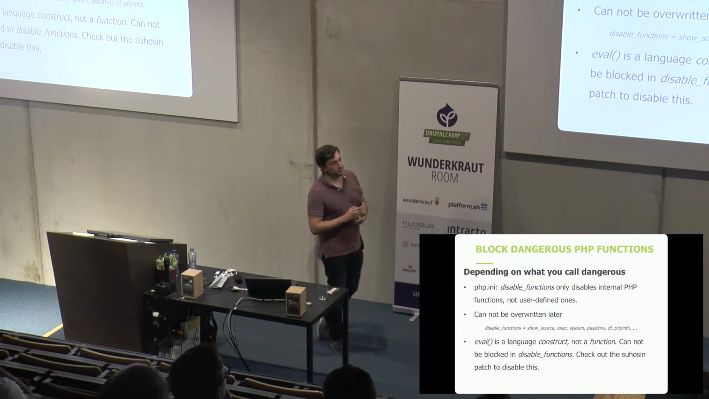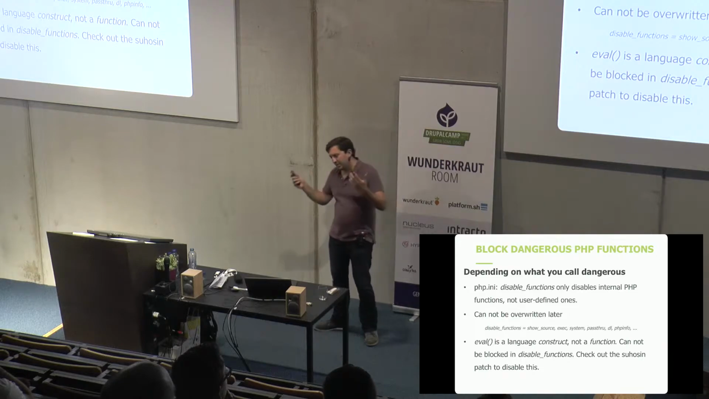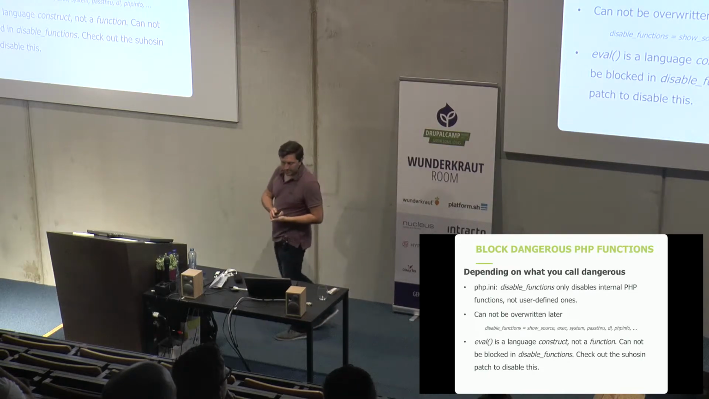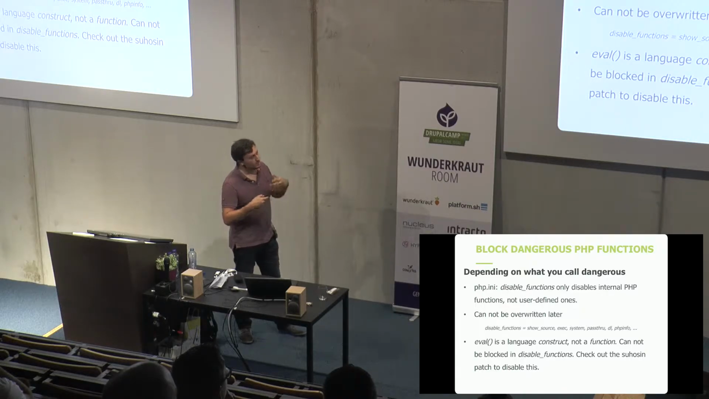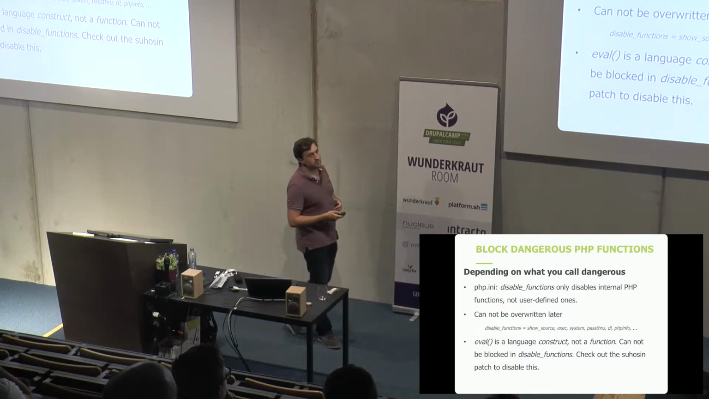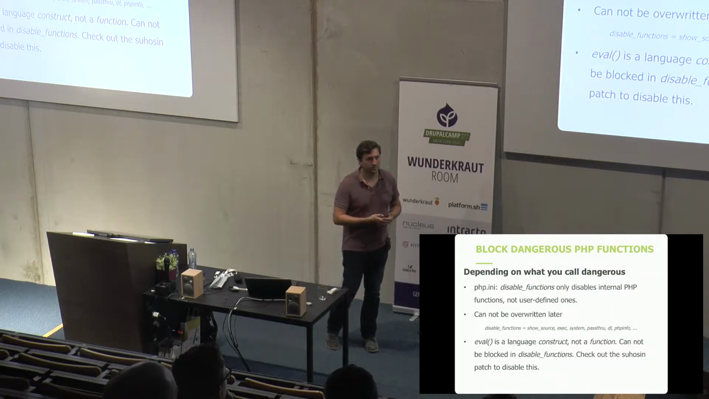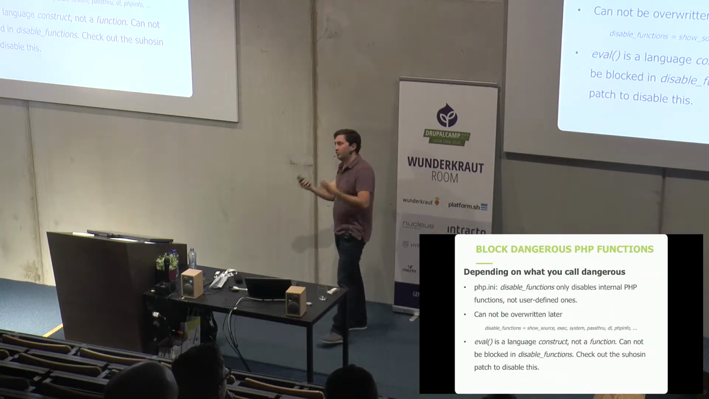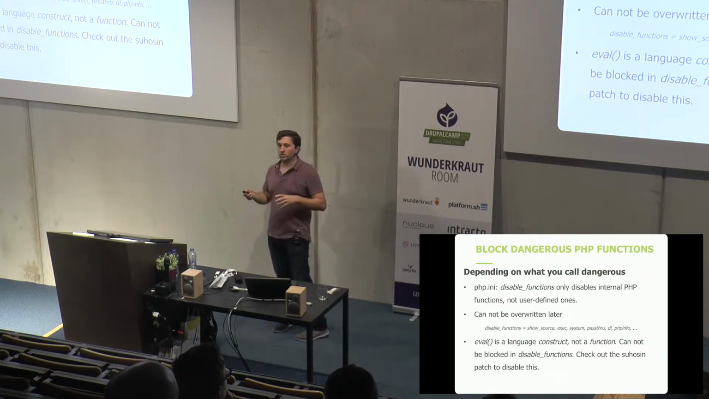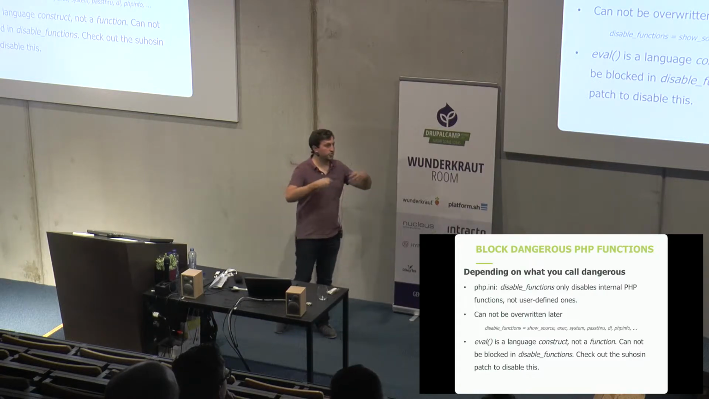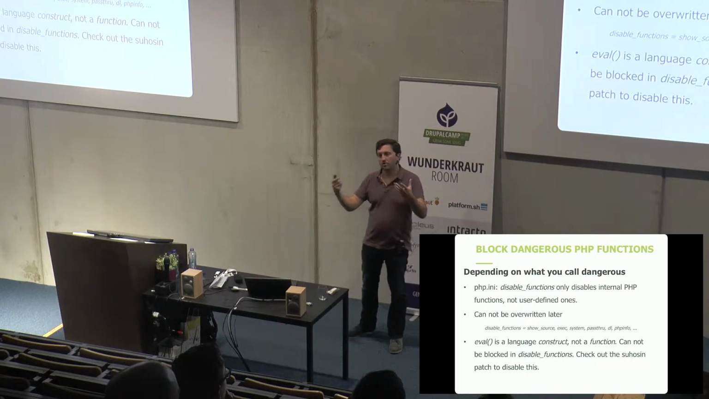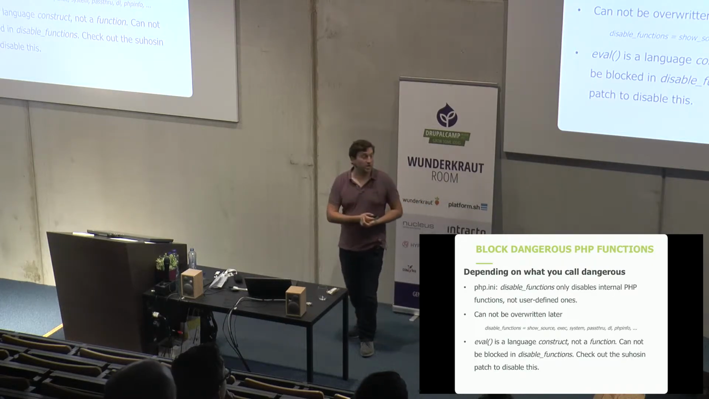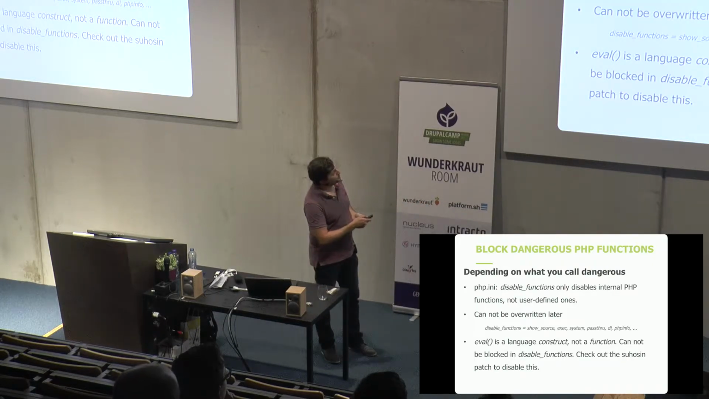You can also block dangerous PHP functions. Dangerous is, of course, in the eyes of the beholder, but there's a PHP INI config called disable_functions that allows you to give it a comma-separated list of functions you do not want to have executed. This only applies to PHP internal functions. So if you write your code and there is, say, a function called hack, you can't add it to the list, because it's user-defined code, which can't be blocked in a PHP INI.